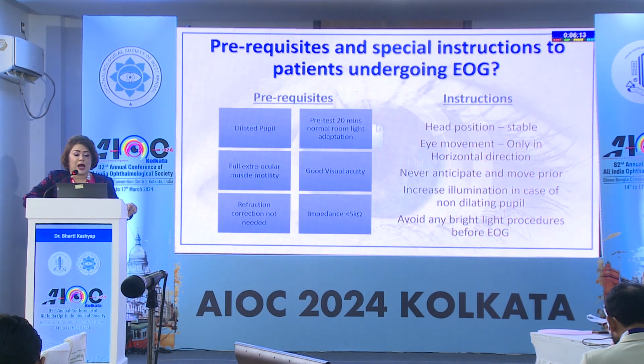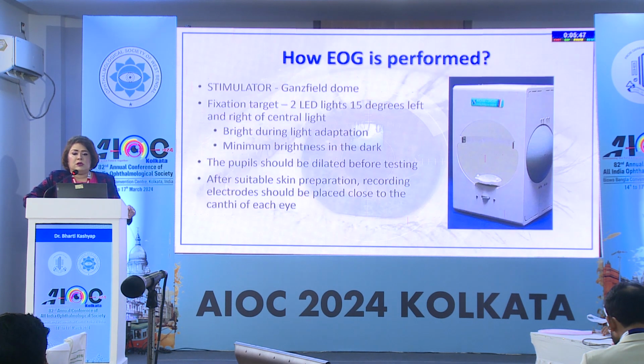The prerequisites are a dilated pupil, full extraocular muscle motility, refraction correction is not needed, a pre-test 20 minutes at room temperature light adaptation, good visual acuity, and impedance should be less than 5 kilo ohm. The instructions are: head position should be stable, eye movement only in the horizontal direction, head should not move, never anticipate and move prior, increase illumination in case of a non-dilating pupil, and avoid any bright light procedure before EOG.